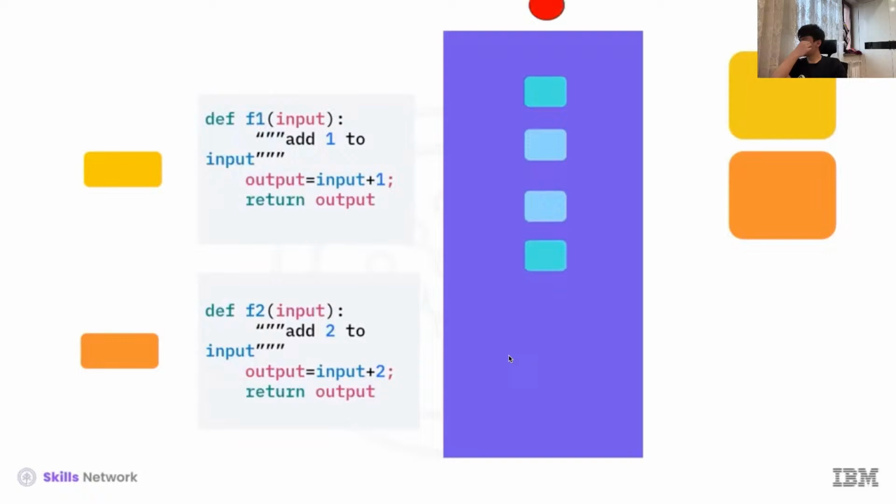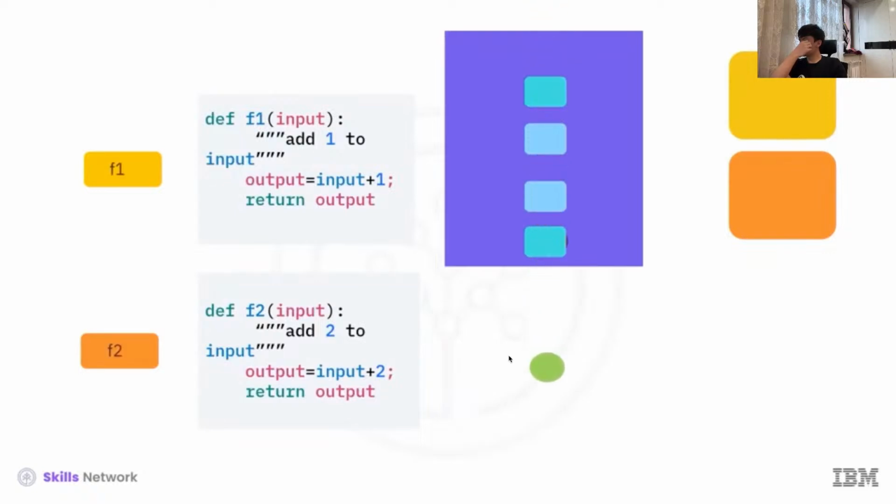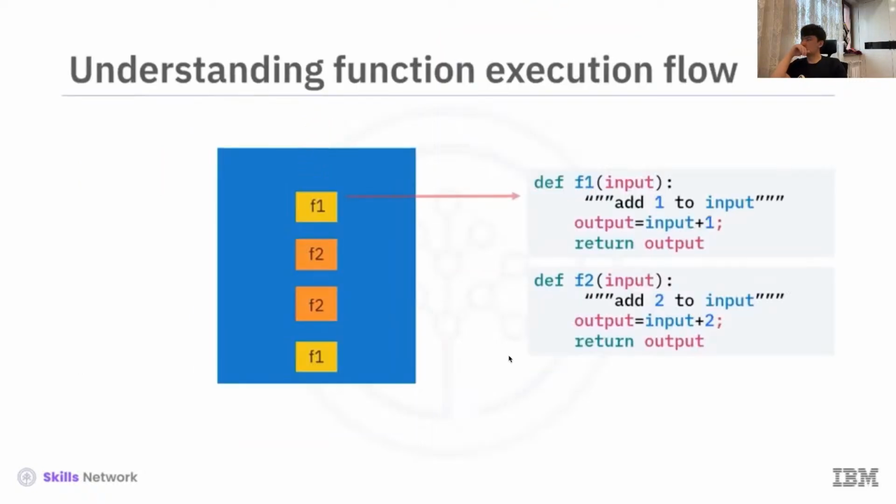Now we can just call the function. Our code is much shorter. The code performs the same task. You can think of the process like this. When we call the function f1, we pass an input to the function.